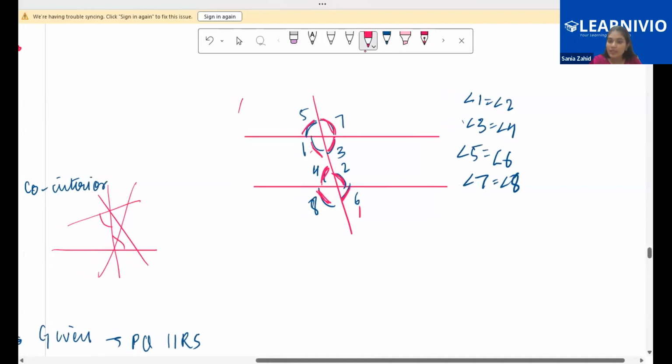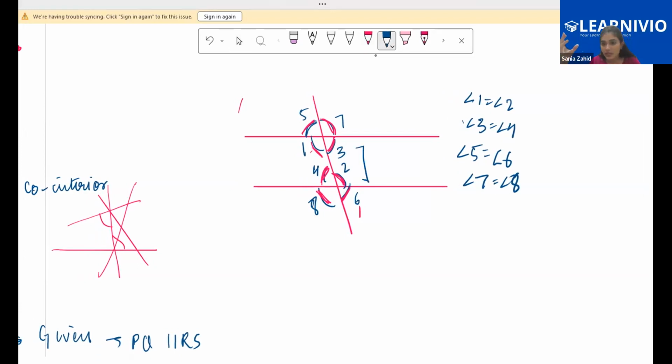Then I taught you co-interior angles. So co-interior angles are what? Let's suppose you have angles lying on the same side of the transversal on the interior side of the parallel lines. Like these are parallel lines. Interior side is this, exterior are these. So on the same side of the transversal, this side, and on the interior of the parallel lines, that's called co-interior. The property for co-interior is they are not equal, but their sum is 180, right? Linear pair also sum is 180.